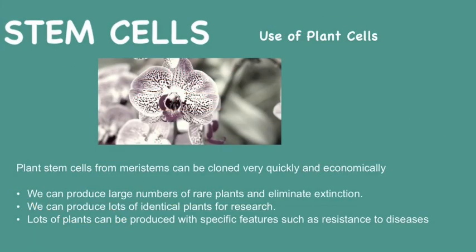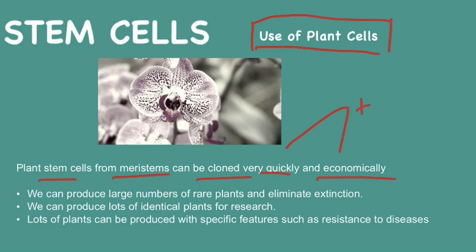Okay, so we know how animal cells are used in modern medicine. Now let's talk about how a plant cell is used today. So plant cells from the meristems can be cloned very quickly and very economically. Okay, so we can produce lots of these cells for a low price, so that's a big positive. So the first way we use them is that we can produce large numbers of rare plants and eliminate extinction. So in the past, we've seen scientists take the stem cells from rare orchids, for example, and these can produce lots of the same cell and produce lots of the same plants. And this eliminates the risk of such a rare species of orchid to go extinct.